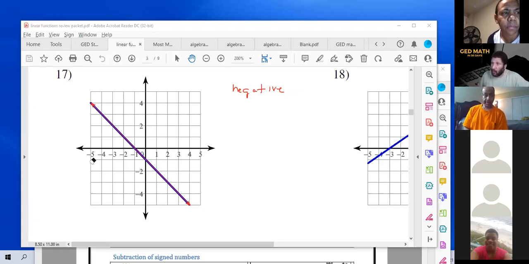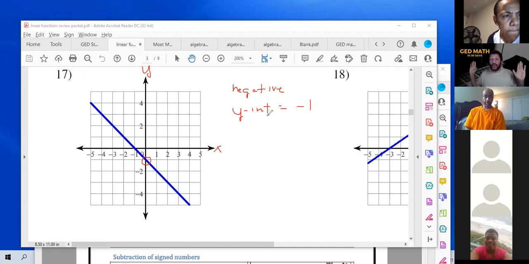Okay, perfect. Now, what's my y-intercept? What is my y-intercept? -1. Why? Because the y-intercept is where the line crosses the y-axis. Very important. This is your y-axis. This is your x. So the point at which it crosses the y-axis is at -1. That's 2 things you should be able to tell from your graph right away. Is the slope positive or negative? What's the y-intercept? You should be able to look at those things right away.